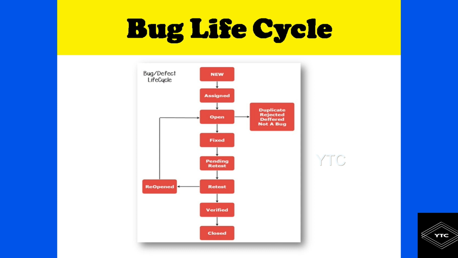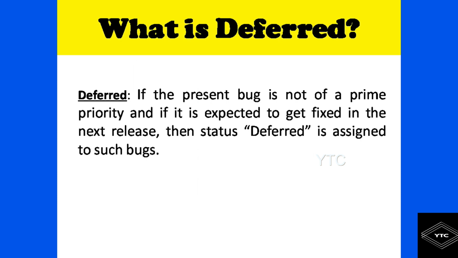Bug life cycle. New. Assigned. Duplicate. Rejected. Deferred. Not a bug. Open. Fixed. Pending retest. Retest. Reopened. Verified. Closed. What is deferred? If the present bug is not of a prime priority and it is expected to get fixed in the next release, then the status deferred is assigned to such bugs.